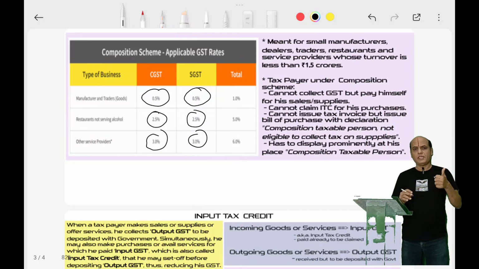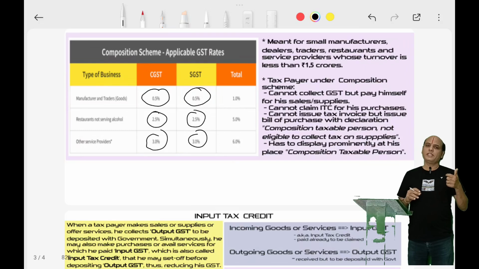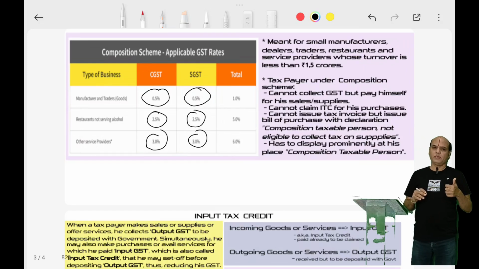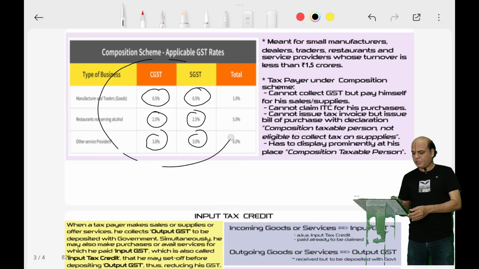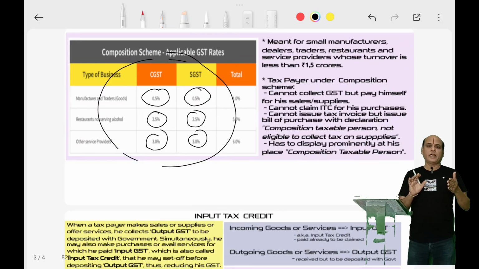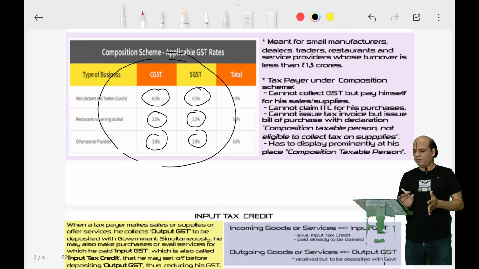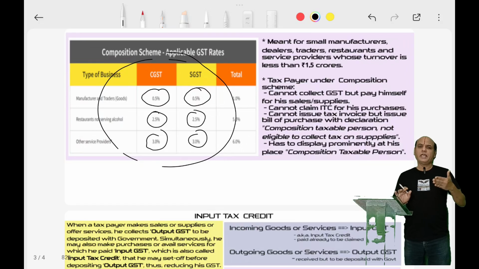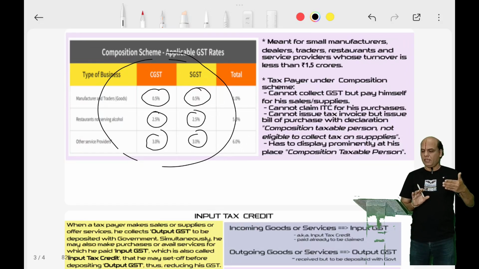If you register yourself under this scheme, you are not supposed to collect GST from customer. Whatever GST you are supposed to pay, that is as per this chart, the taxpayer himself has to pay. That is the trader or the restaurant owner has to pay. Next, he cannot claim any input tax credit. Once you are under composition scheme, you cannot claim any input tax credit.